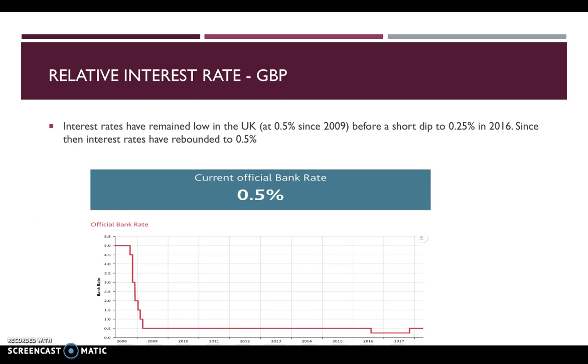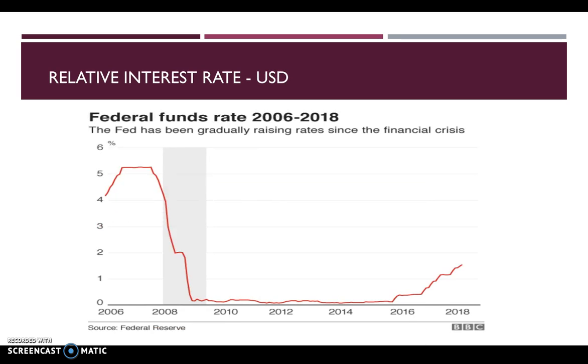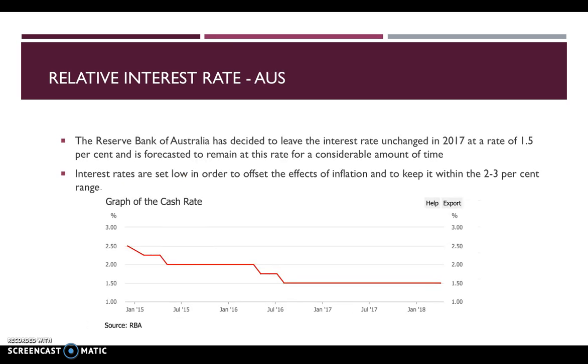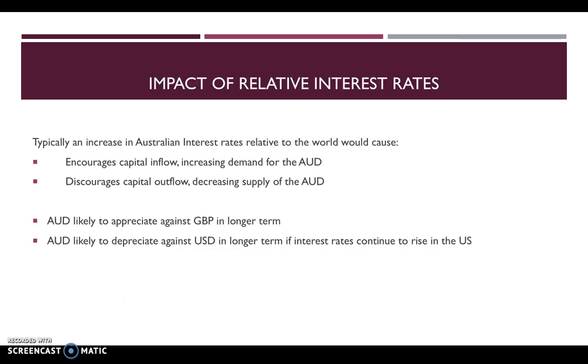The following data from the Bank of England shows since the global financial crisis that interest rates in the United Kingdom have remained between 0.25 and 0.5%. On the other hand, data from the US Federal Reserve highlights that interest rates have been rising in the United States over the past 2 years. Interest rates in the United States currently stand at 1.75%. According to the Reserve Bank of Australia, the cash rate has remained steady at 1.5% over the past 12 months, to best support the economic goal of maintaining the inflation rate of between 2 to 3% on average.